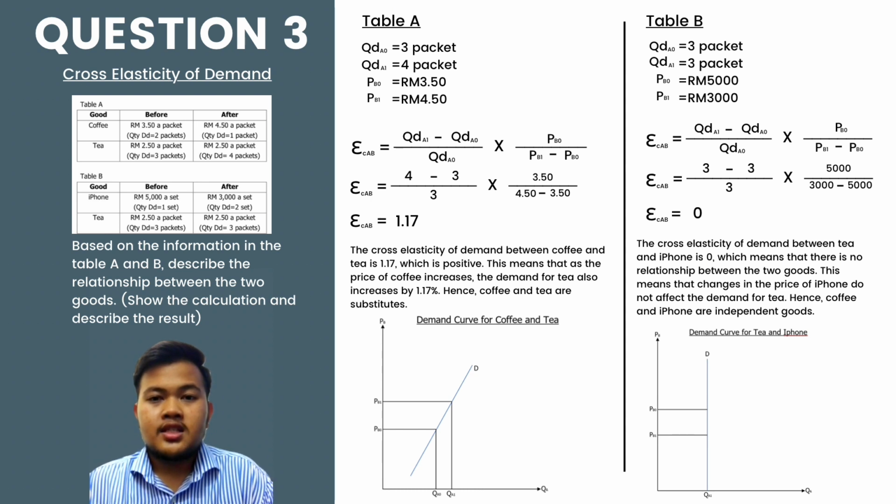The cross elasticity of demand between iPhone and tea is 0, which means there is no relationship between these two goods. This means that changes in the price of iPhone do not affect the demand for tea. Hence, iPhone and tea are independent goods.